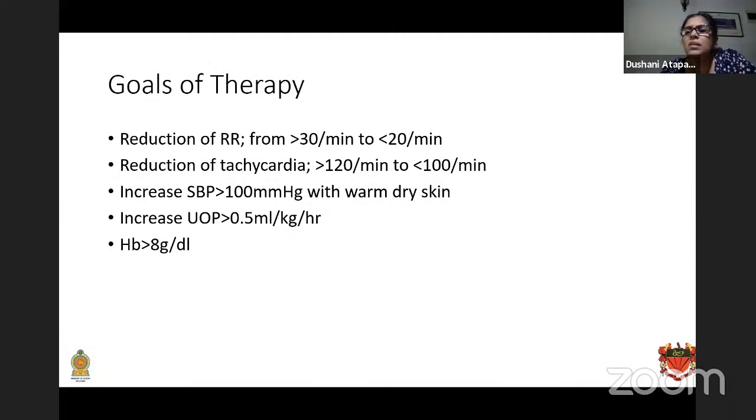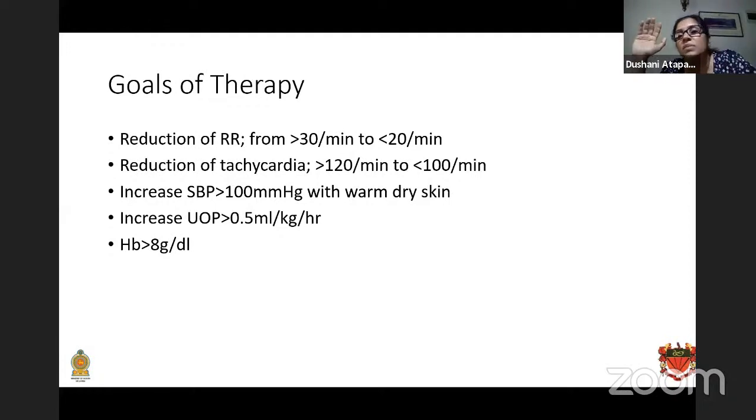Those clinical parameters. You check whether the patient is improving with your resuscitation, with your fluid and blood. So a reduction of respiratory rate. If it was more than 30, if the patient was severely tachypneic, and it has come down to 20 or less, okay, good. Then reduction of tachycardia. If the patient was tachycardic for more than 120, 140, and it has come down to 100, fine, so he's responding, right?